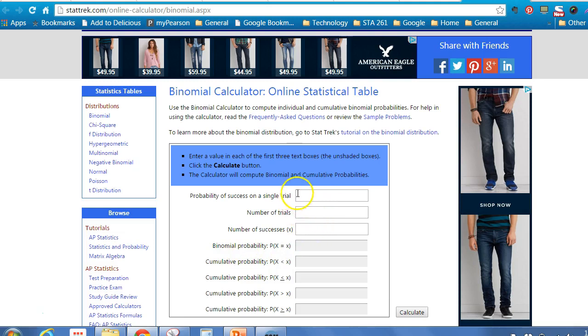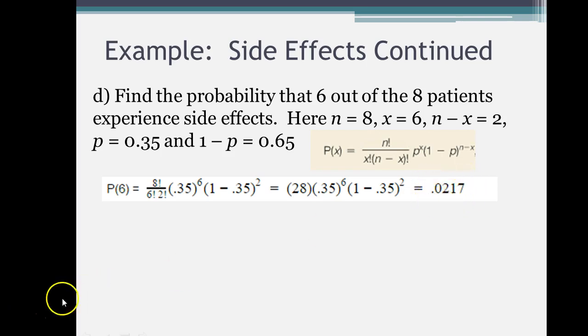to fill in. So the first box is the probability of success on a single trial, and for this one it was 0.35. The number of trials was 8, and the number of successes was 6, the probability of having 6 people with side effects out of the 8 possible people. And we click on compute, and we get 0.0217. And that was the same answer we got here.